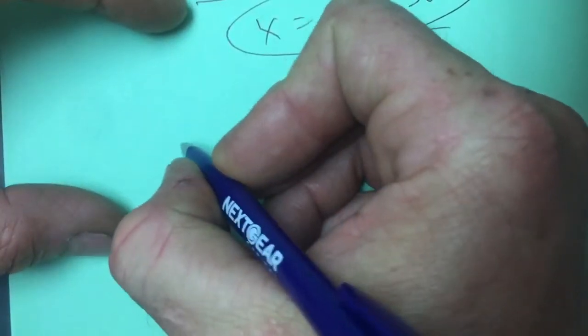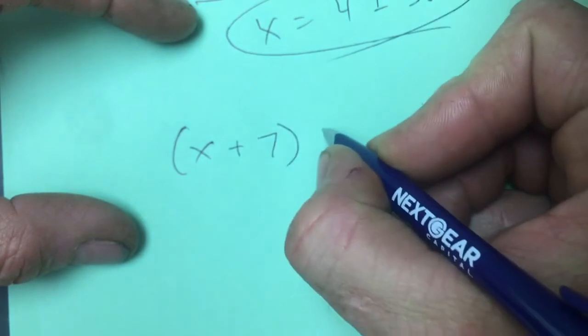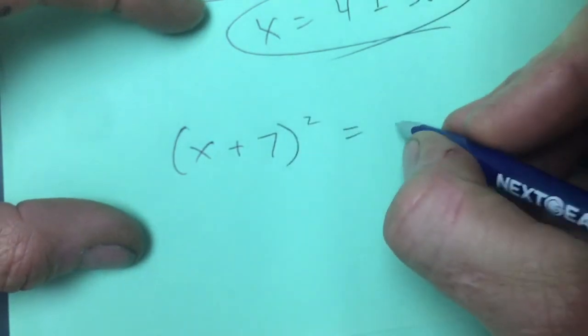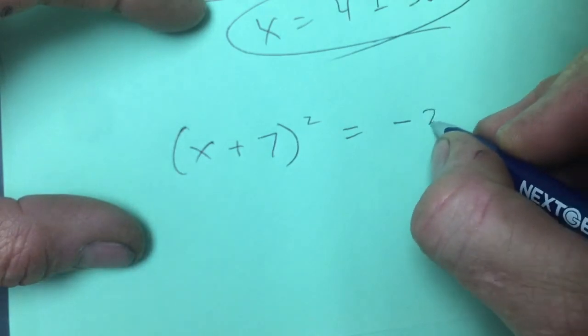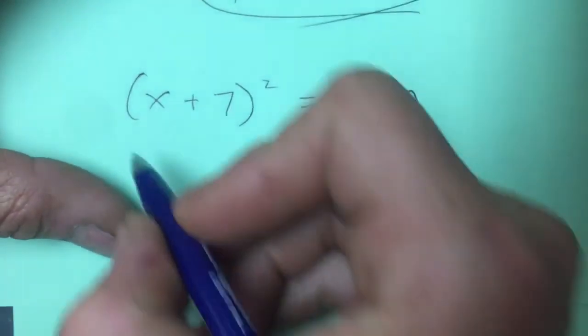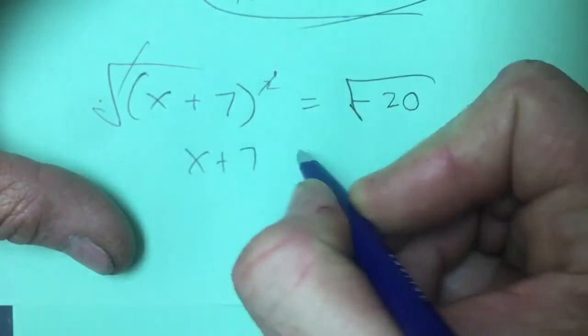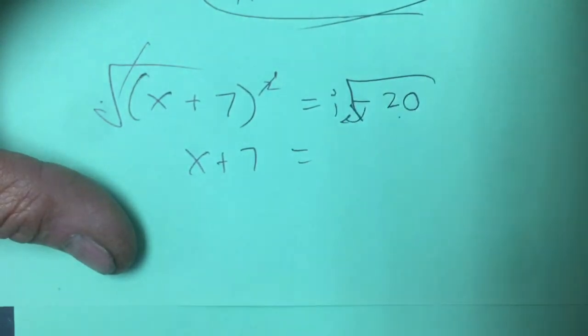Okay, then one more. Sometimes you have one like this, (x plus 7) squared equals negative 20. Okay, so I square root both sides as before. The square root cancels the square. I've got x plus 7. When I square root here, the negative comes out, sends an i out.